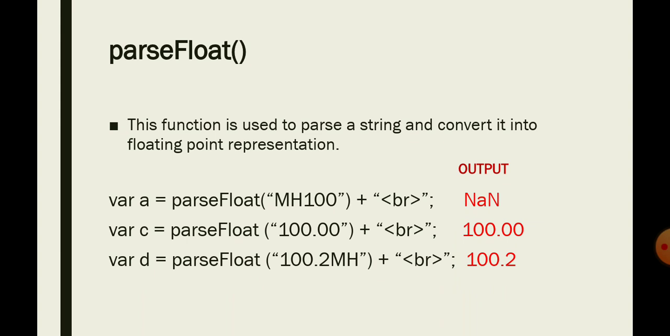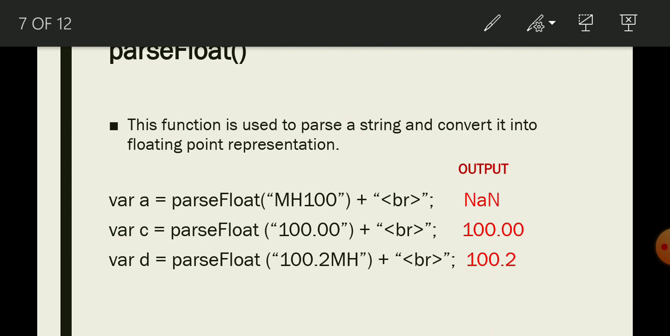The next is the parseFloat function, which converts a string into a floating point number. Here also the F is always in uppercase. In the first example, mh100 is a string value, but it starts with an alphabet, so it gives the result NaN, that is not a number. In the second example, it converts the string 100.00 into the floating point number 100.00.